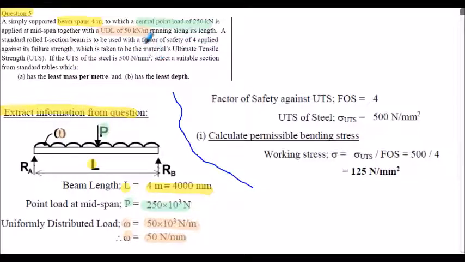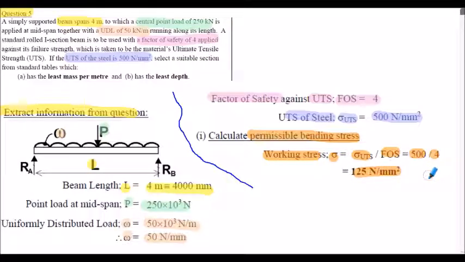We're also given in the question a factor of safety of 4. That factor of safety is against the UTS. We're given the UTS for this particular steel. The UTS is 500 newtons per millimeter squared. So first off, I will calculate the permissible bending stress. So the permissible bending stress, or the working stress, sigma, is the ultimate tensile strength divided by the factor of safety. So in this case, 500 divided by 4. So 125 newtons per millimeter squared is the permissible bending stress.